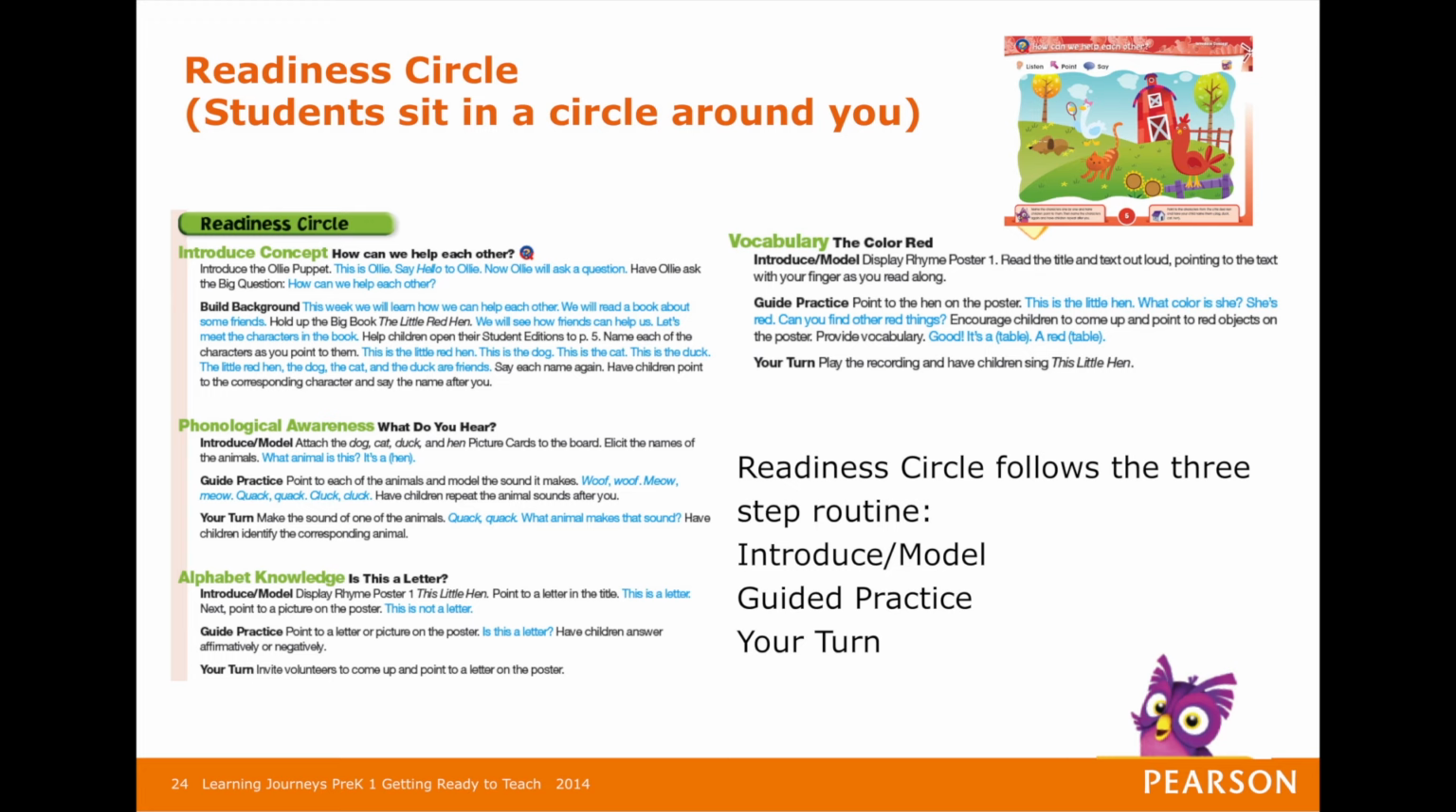Alphabet knowledge. In this section, follow the three-step routine. Introduce model. Use the rhyming poster 1 Little Red Hen. Point to the letter in the title and tell them it's a letter. Then point to other objects so children can see what a letter is.